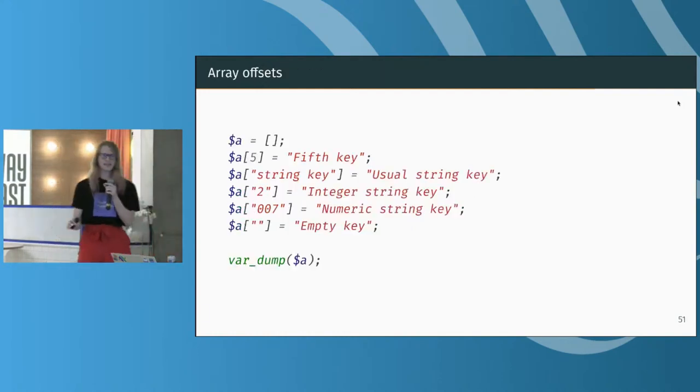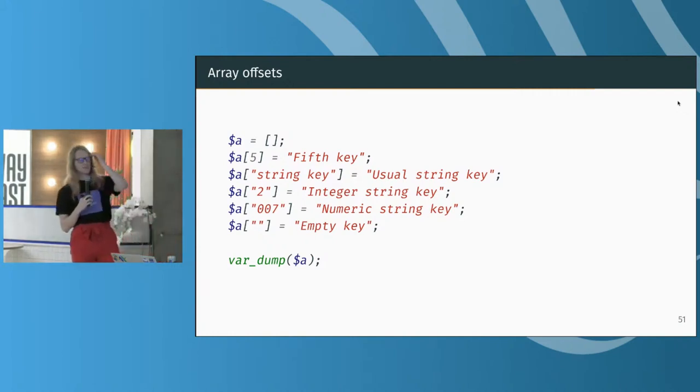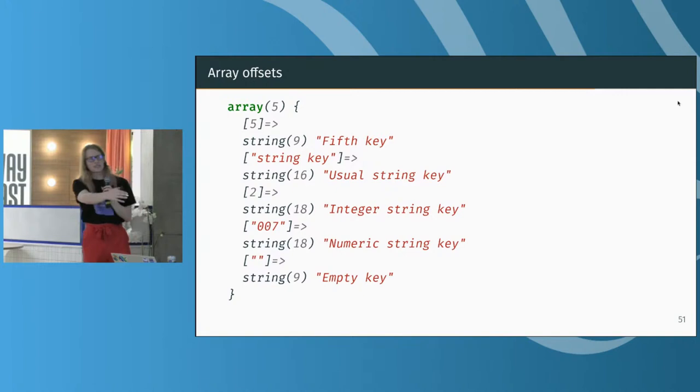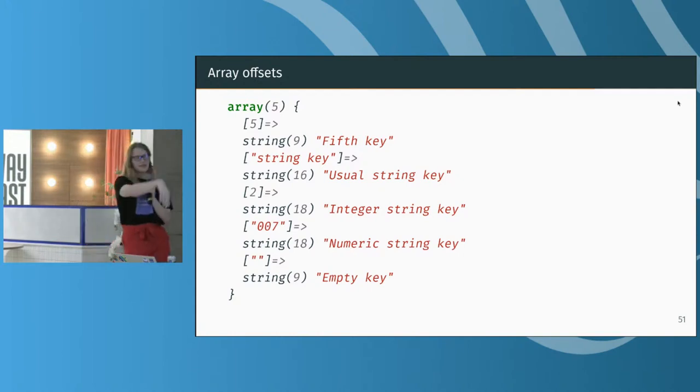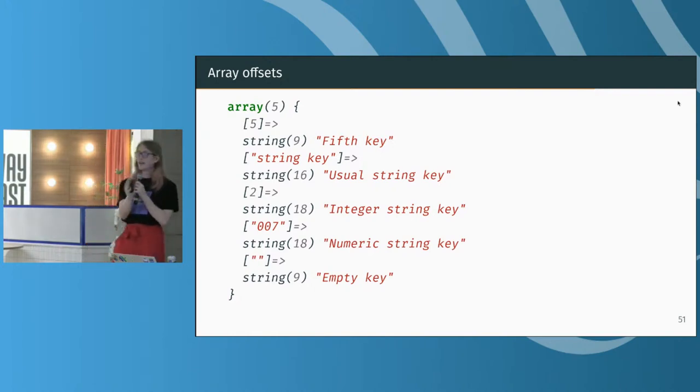Array offsets are a bit tricky. Integer string keys get cast to an integer, but normal numeric strings do not. So these are all valid string keys, and it gives you this. Your integer string key, like the 2 as a string, gets cast, and you get index 2. But if you have leading zeros, it will not do this. And you can actually have an empty string as a key. This is actually a valid thing.